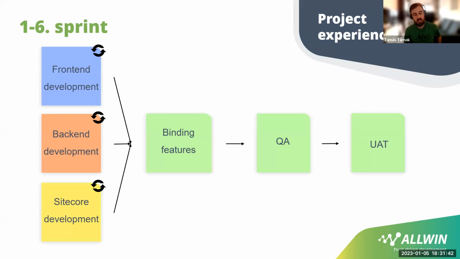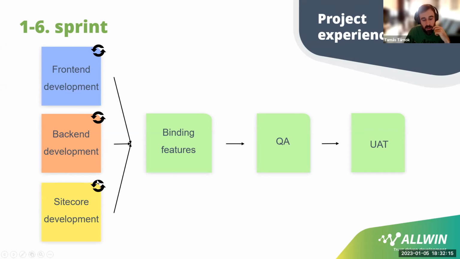So the next 6 sprints were quite interesting because we had a lot of features in our sprint, and everyone wanted to work independently. So basically, from the first day, we would have had blockers if we wouldn't use mocks, because the front-end developer was always depending on the back-end development and on the Sitecore development. But with the mocks, we could solve this.